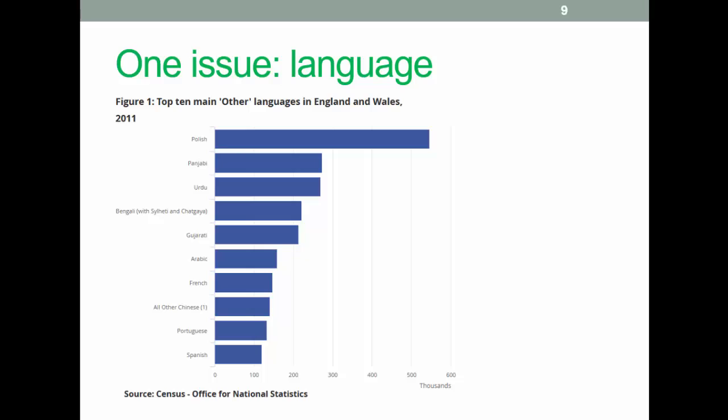Okay. Another issue is that many people in this country, English is not their first language, or they may have limited English skills. These data are from the 2011 census for England and Wales. The next census is due in 2021, and although there may be changes in individual groups, there will still be a substantial proportion of the population for whom English is not their first language. In 2011, 7.7% of the population, 4.2 million people, had a main language other than English.